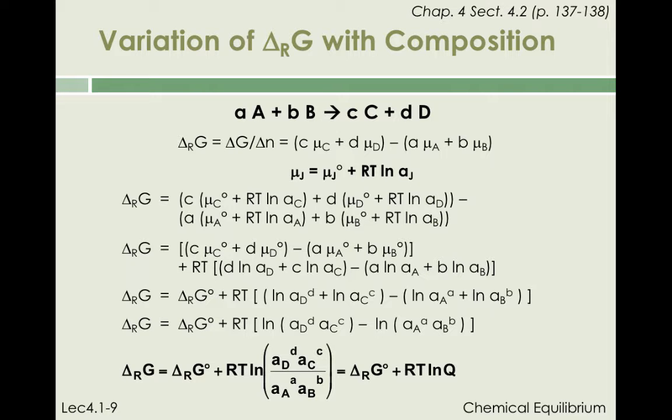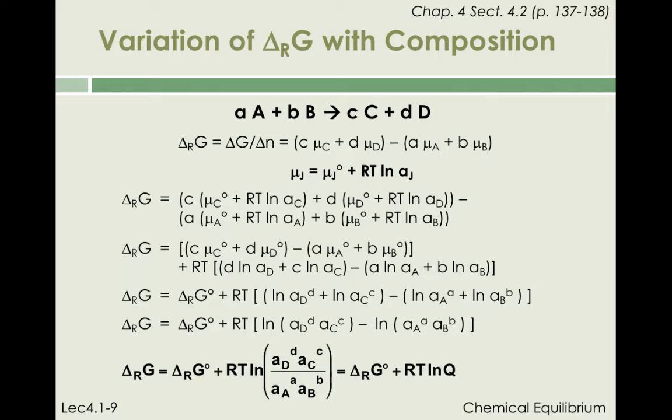Note that delta Rg is equal to delta Rg standard when reactants and products are present in standard amount, which means 1 molar concentration for solutes and 1 bar for gases. This equation is very important as it allows you to determine at any stage of a reaction whether the reaction should proceed spontaneously or not. Some examples of its application will be examined on slides 11 and 12.